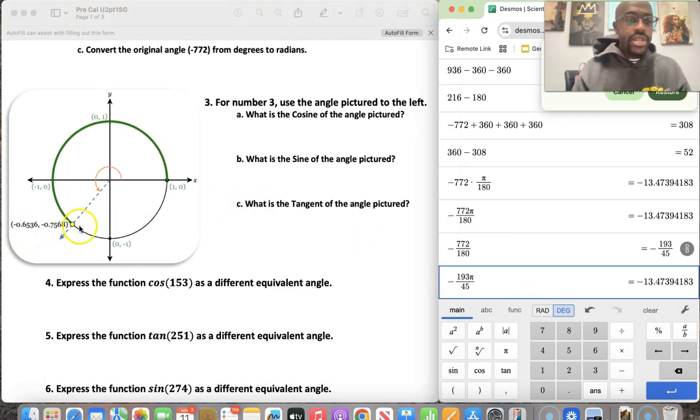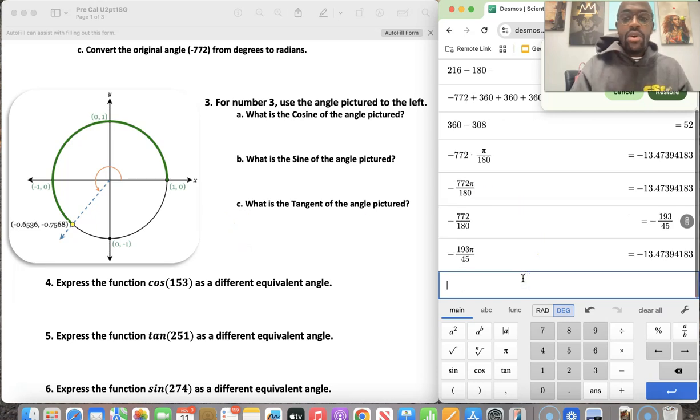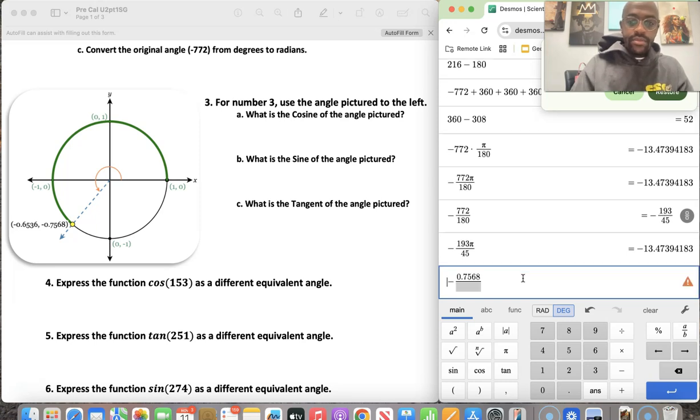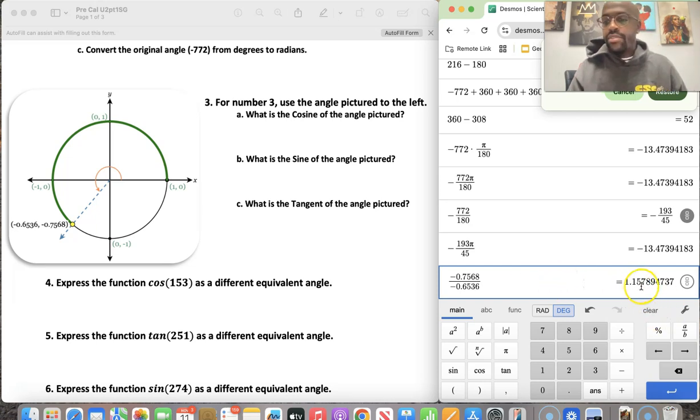So if I wanted to find the cosine, it'll be negative 0.6536. If I wanted to find the sine, it'll be negative 0.7568. If I wanted to find the tangent, I have to take the sine divided by the cosine. So that's negative 0.7568 divided by negative 0.6536. And you get 1.15789 and so forth. You can round it to whatever decimal you want because I didn't specify which one I wanted you to round to. So that'll be the tangent because we took the sine divided by the cosine.